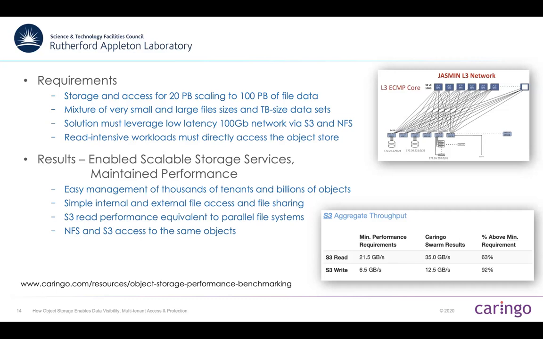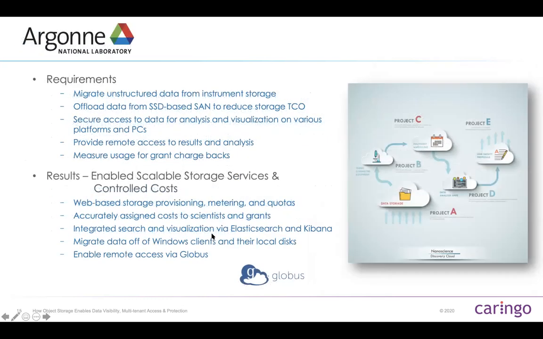And most importantly, we met their aggregate throughput goals for S3. They wanted it to be similar to parallel file systems from a read perspective, and we achieved that. In fact, we were quite a bit above the minimum requirements. And if you're interested, you can go to caringo.com, resources, object storage, performance benchmarking, to get very detailed information about this particular use case.